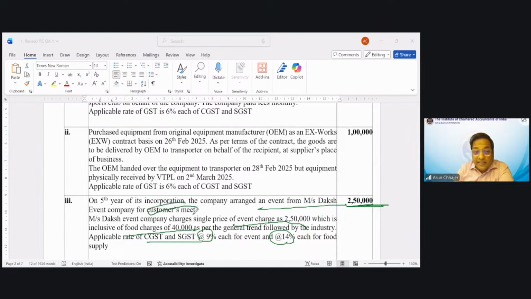Bala, can you please see that it is for customer meet? Will it not be in the course or furtherance of business? अगर मैं customer की meeting के लिए an event organize कर रहा हूँ, it is not in the course or furtherance of business. Okay, no problem. अगर ये miss हो गया तो कोई issue नहीं, customer meet है. Then what would be your answer? And will you give the full ITC, or you will not give the ITC on 40,000?